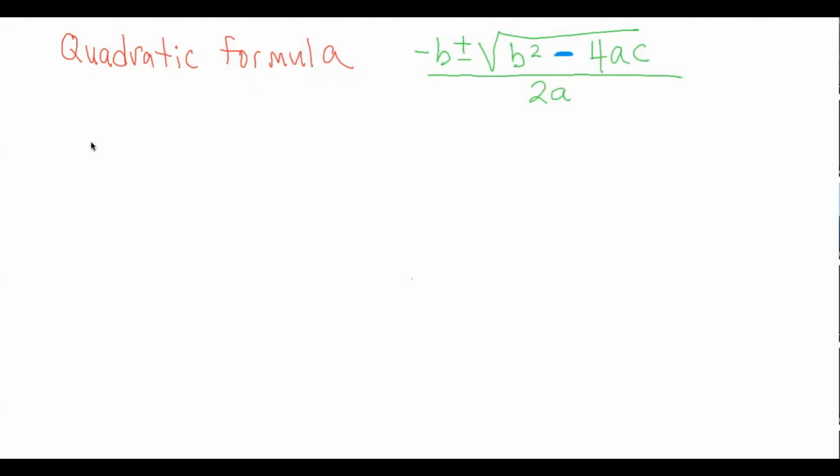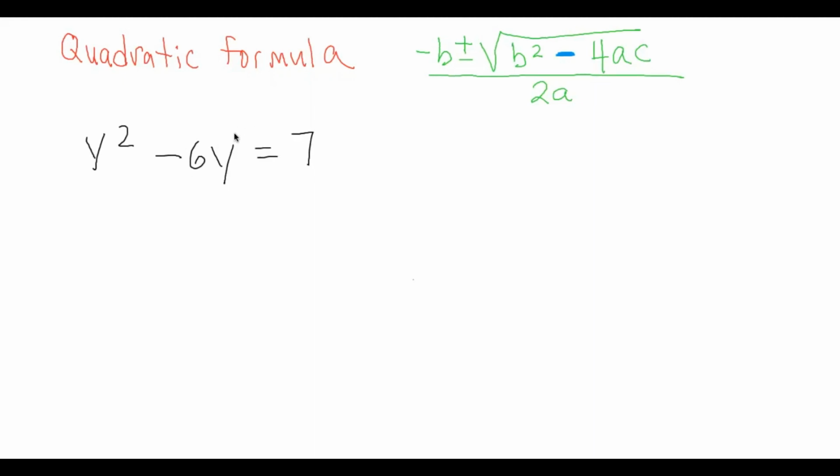Well, you have y to the second minus 6y equals 7. But before we can even solve this, we have three terms here. We have the y to the second, we have negative 6y, equals 7. Now what we're going to have to do is take 7 off of both sides. We're going to subtract 7 from both sides here.